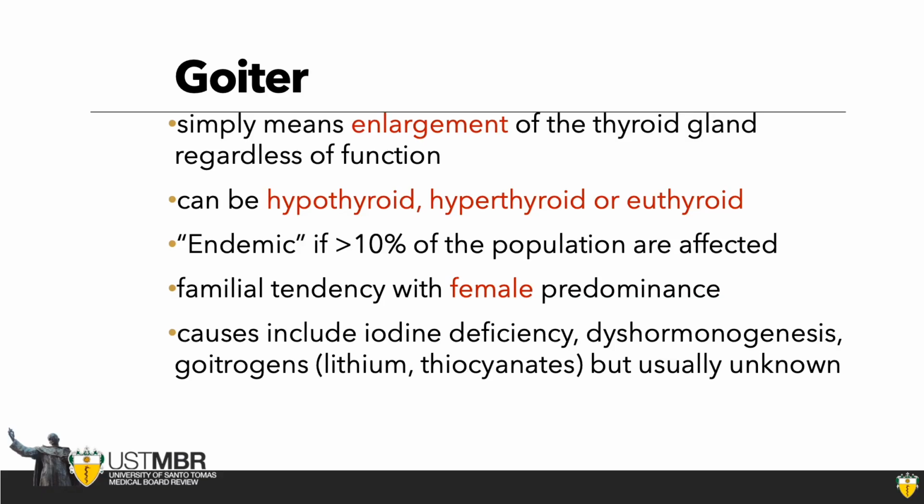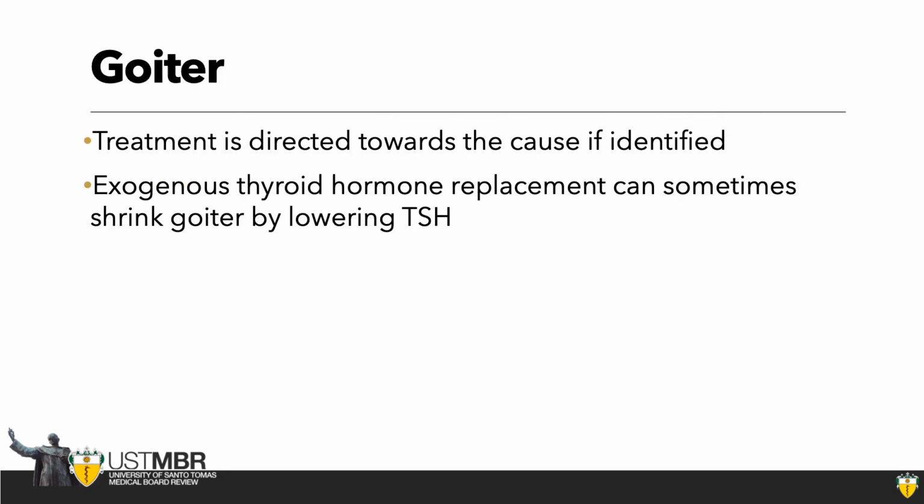It's endemic if more than 10% of the population has it, and just like any thyroid disease, there's a female predominance. Generally, the treatment of goiter is directed towards the cause if identified. Exogenous thyroid hormone, sometimes we give it, even in euthyroid patients. The idea is to lower the TSH in an attempt to prevent TSH from stimulating the thyroid gland. So it does happen sometimes that the goiter will shrink with giving some amount of thyroid hormone.